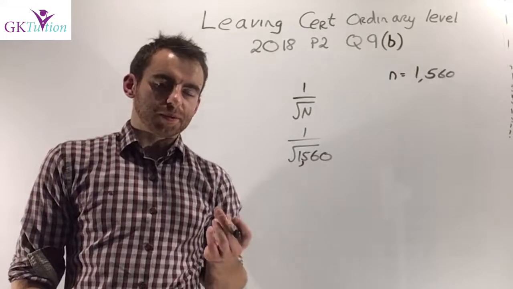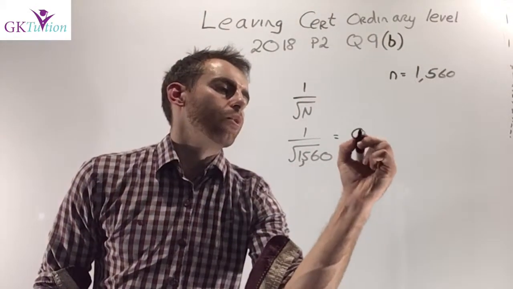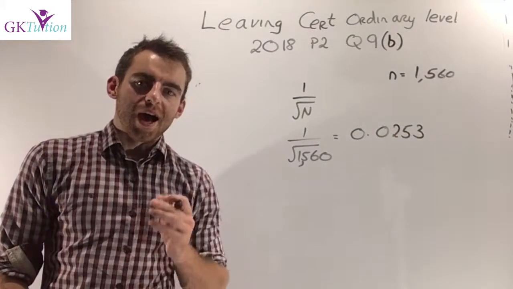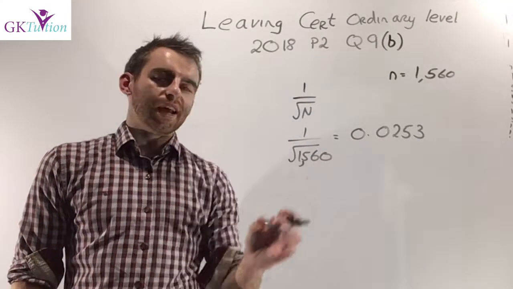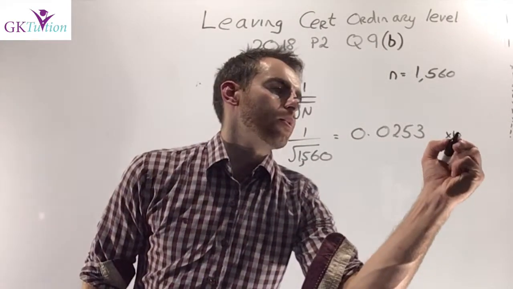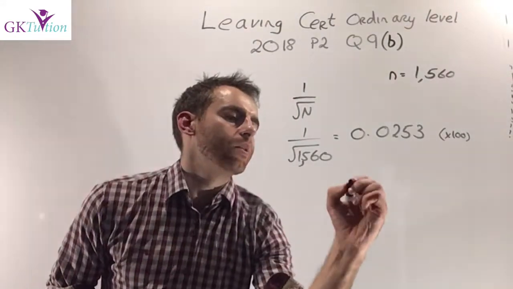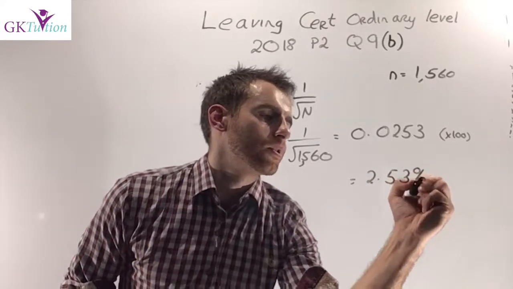And we need to get this as a percentage to one decimal place. So if you plug that into your calculator, it works out as 0.0253. And obviously this is a decimal, it's not a percentage. So in order to convert a decimal to a percentage, we need to multiply by 100. When you multiply by 100, you're essentially just moving the decimal place 2 places. So that corresponds to 2.53%.